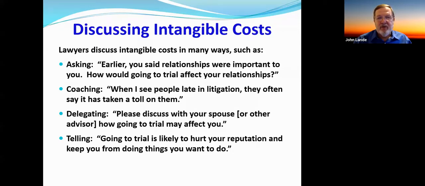So there are a variety of ways you can have this conversation with your clients, starting with asking and then coaching and delegating and telling. At least in the United States, lawyers are sometimes, and surprisingly, cautious about telling clients what's likely to happen. They're sometimes afraid that the client will react poorly to that. But if you ask and you coach, for example, if you talk about what you've seen with other parties, that can be a helpful thing without telling them what they need to do. You can say, a lot of my clients really have a hard time with the litigation.